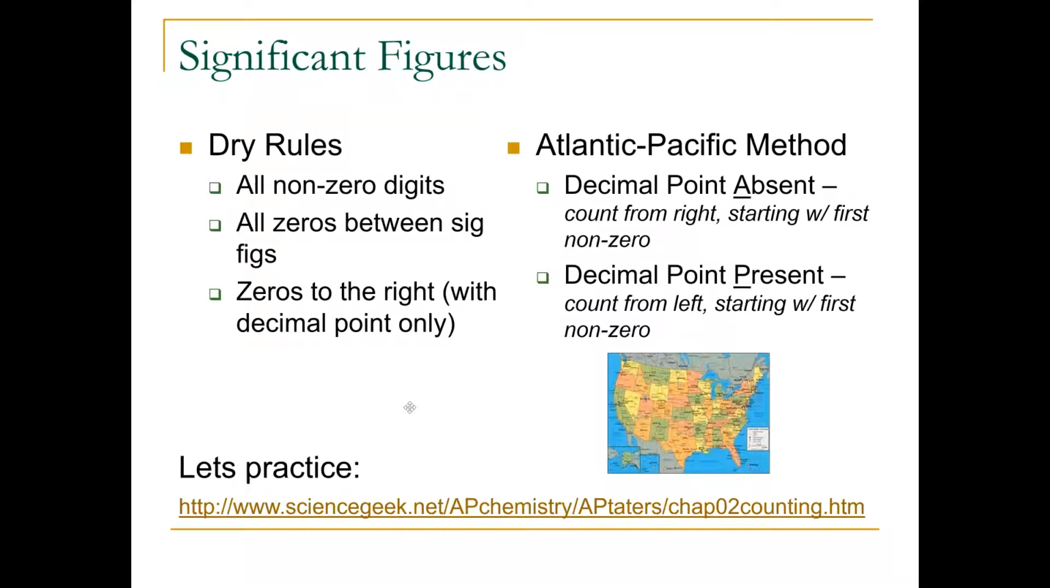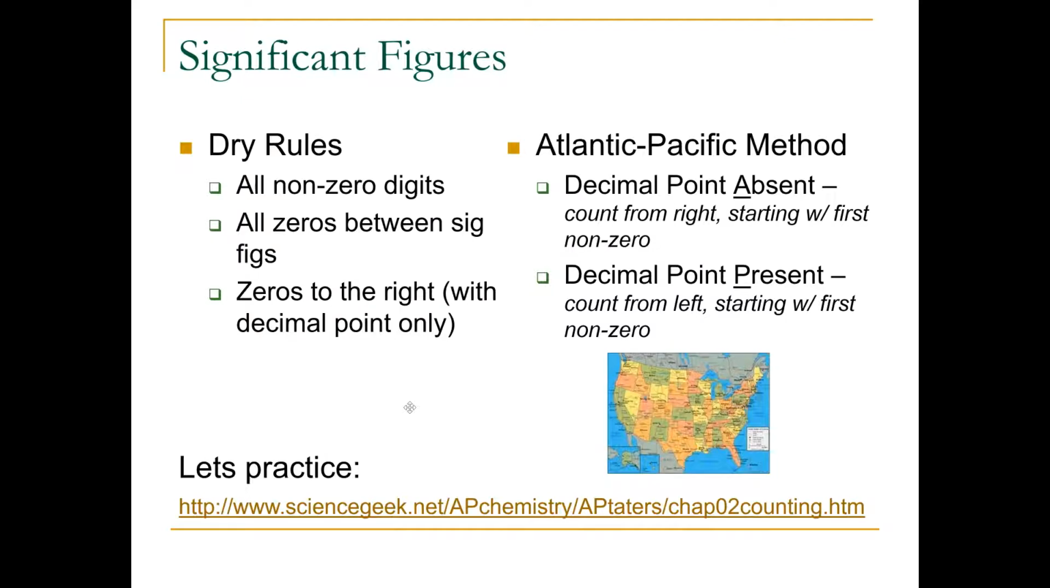The other rules you might use are listed over on the right side. This is a different method. It's called the Atlantic-Pacific method. And here we're just checking if there's a decimal point that is present or absent. So the A for absent corresponds to Atlantic, P for present corresponds to Pacific, and there's a little map to help you understand how this works. If the decimal point is absent, that means we're thinking of Atlantic, and the Atlantic Ocean is over on the right side of the US, so we're going to count from the right. And you start counting when you reach your first non-zero digit, and then you count all the values after that.